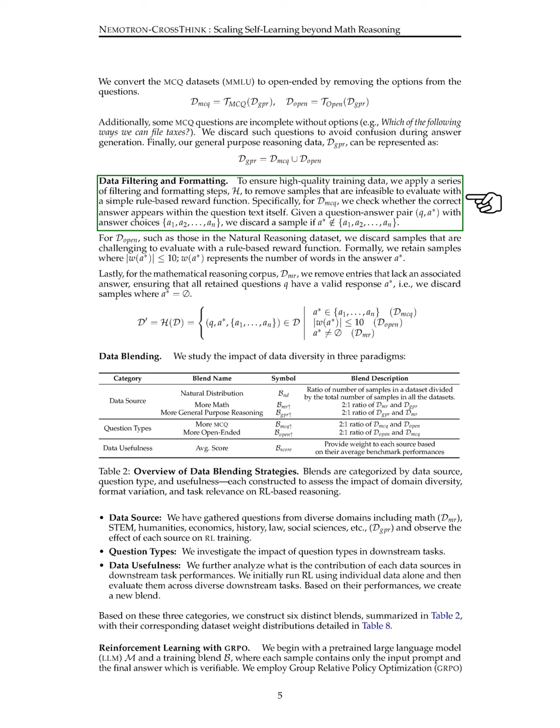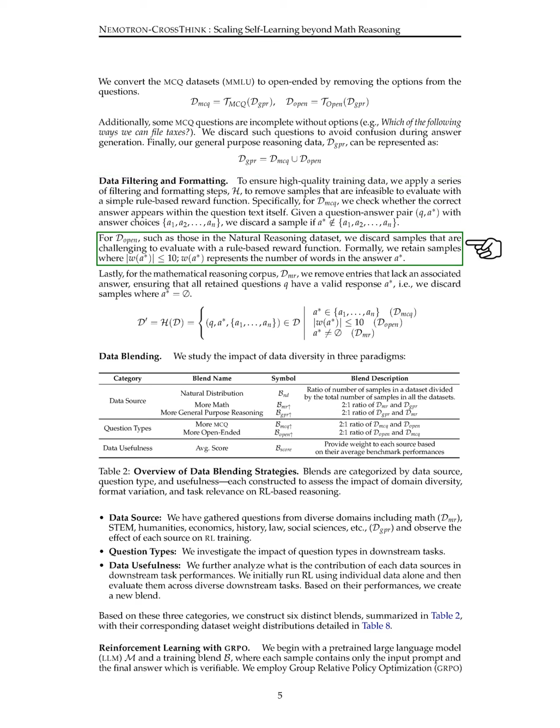For multiple-choice questions, we check if the correct answer is included in the question text. For open-ended questions, we discard samples that are hard to evaluate, retaining only those with answers that are 10 words or fewer. Lastly, for the mathematical reasoning dataset, we remove entries without valid answers, ensuring that all questions have a corresponding response.